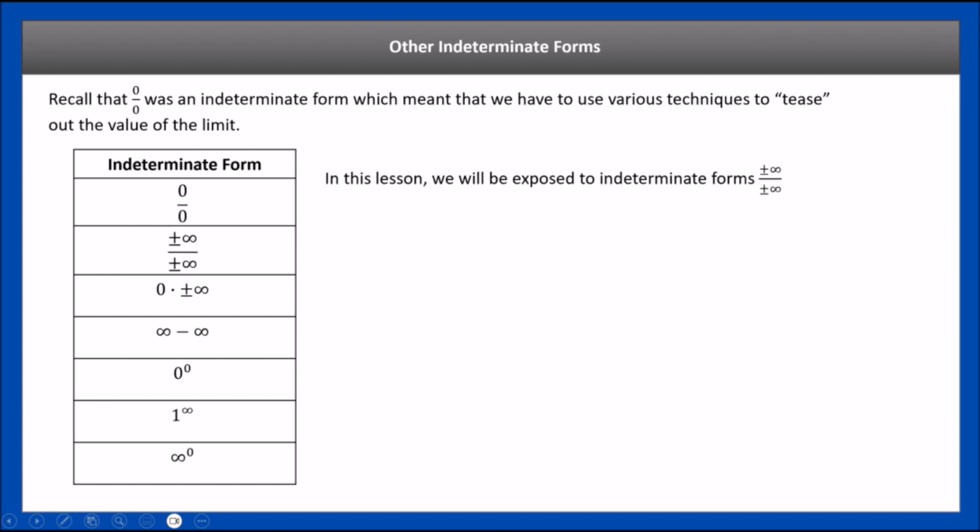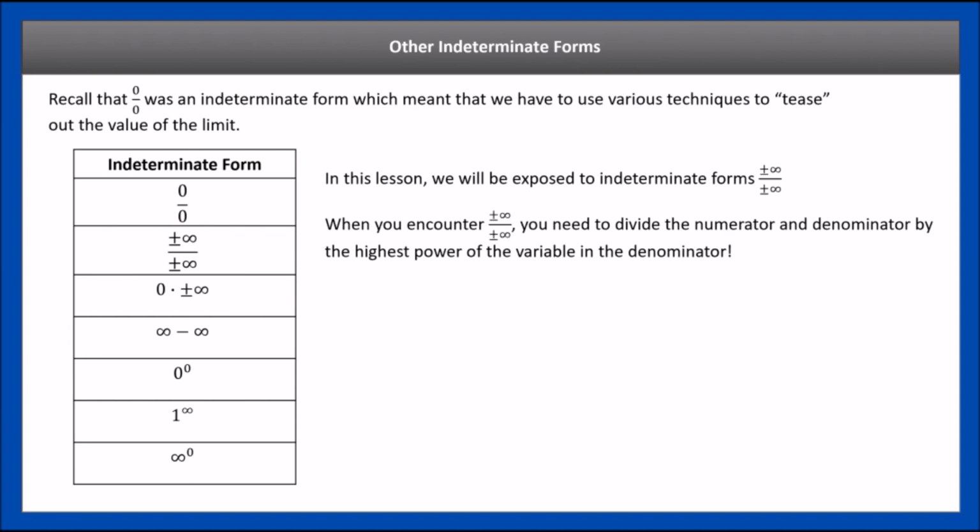So in this lesson, we'll be focusing on the indeterminate form infinity over infinity. We're going to see those in this lesson, and we're going to show you how to deal with those. In future lessons, we'll look at other indeterminate forms. So when you encounter infinity over infinity, you need to divide the numerator and denominator by the highest power of the variable in the denominator. So let's give you an example of this.